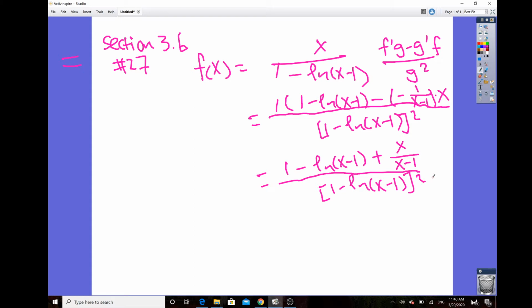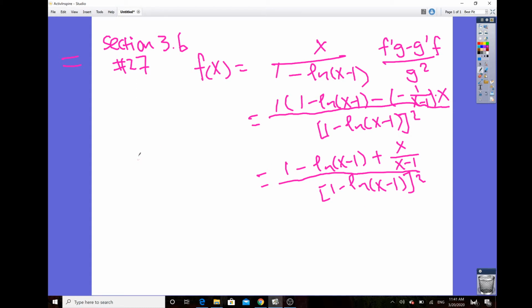In order to find the domain for this, you've got to watch out for certain restrictions. This contains a rational function overall, and also this part right here is a natural log. For natural log, the domain must be greater than 0. And since this is a rational function, x cannot be 1, because that would be a restriction. Also the denominator, this whole thing right here, cannot be 0.